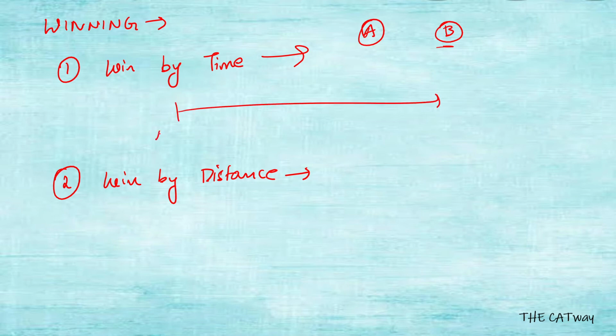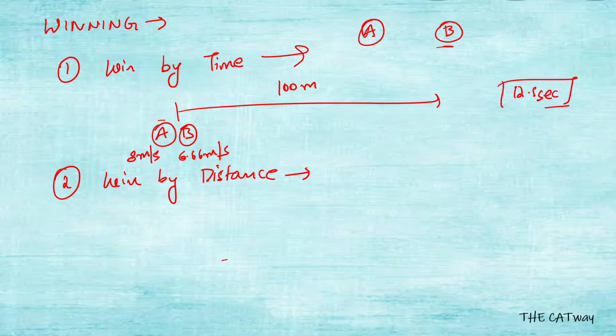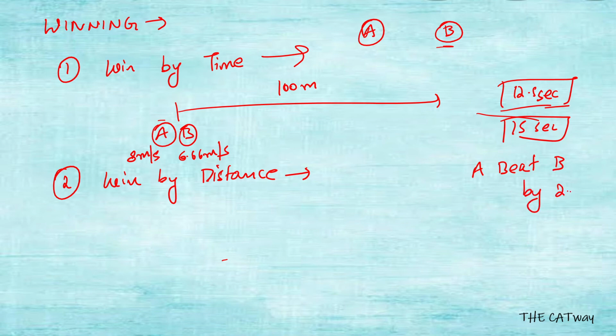So let's say there are A and B. Now B's speed is, let's say, 6.66 meters per second, whereas A's speed is 8 meters per second. The length of the track is 100 meters. Now we know that A is going to finish the race first. So let us calculate the time in which A will complete. That will be 100 by 8, so the time will be 12.5 seconds. Whereas B is going to complete in 100 divided by 6.66, so B will complete in 15 seconds. So we say that A beat B by 2.5 seconds.